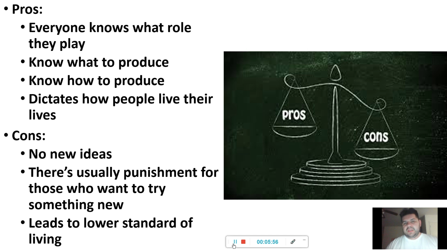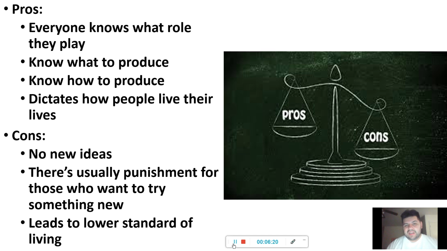Bringing in something new, it's seen as taboo. It's just no. There's usually punishment for those who try to bring in something new or try to start something new in a tradition. They're usually shunned or they're outcast or things like that.